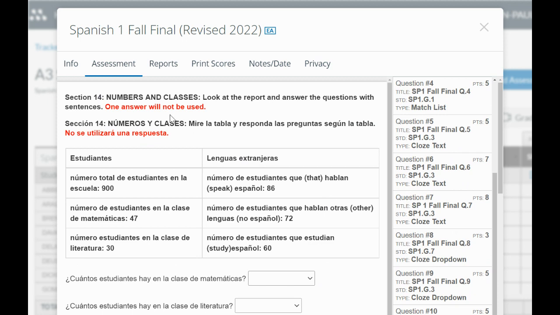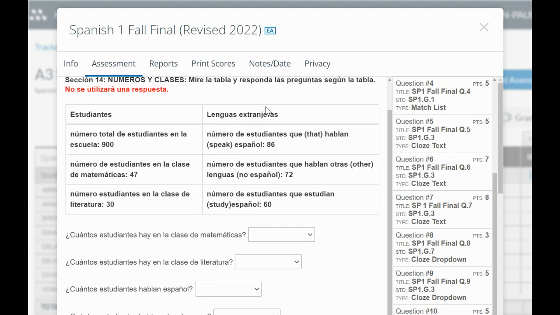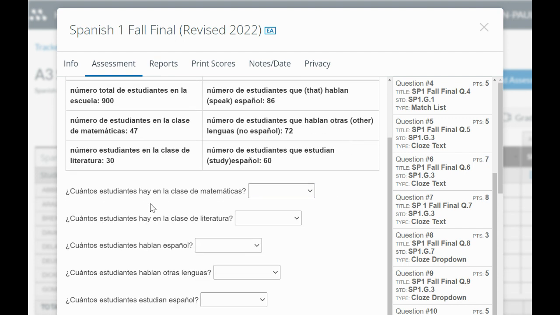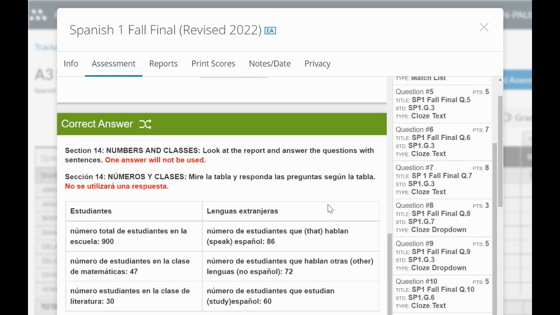Question 14, numbers and classes. Look at the report and answer the questions with sentences. One answer will not be used. So you have students here and foreign languages here. You want to use your numbers and answer these questions based on that chart. So you're going to be answering those questions with all your big old numbers.